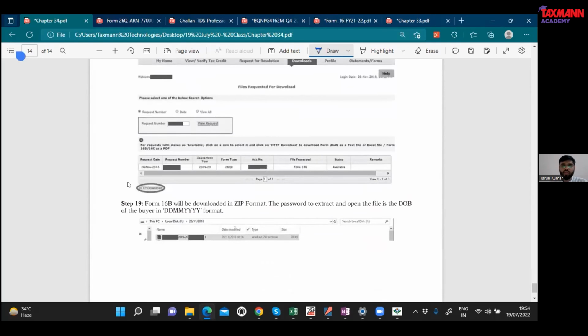Right. So again, you will see the details. What is the status of your download? The status is available. Generally it is available. So for 16B, the buyer of the property has to give the certificate to the seller. It might be a builder or any other person. We have to download it, and Form 16B is to be issued to the seller. Seller. Yes.